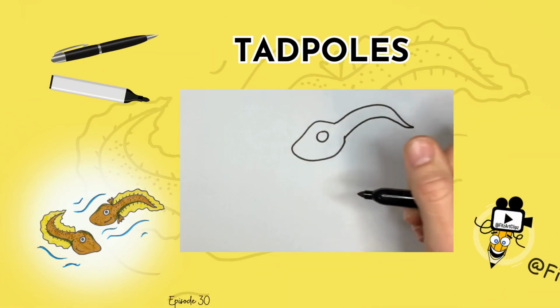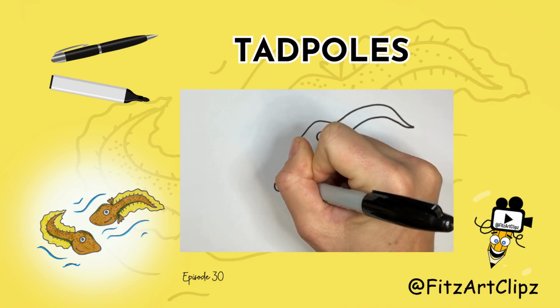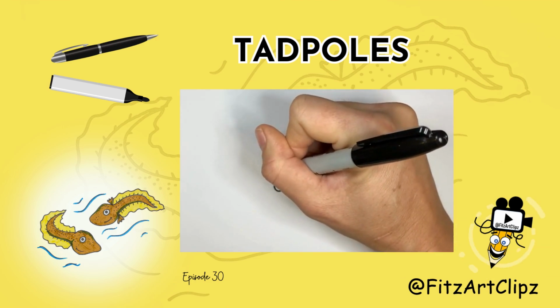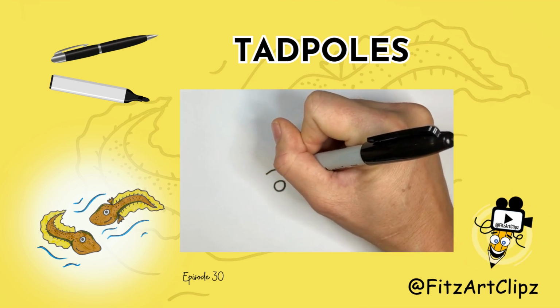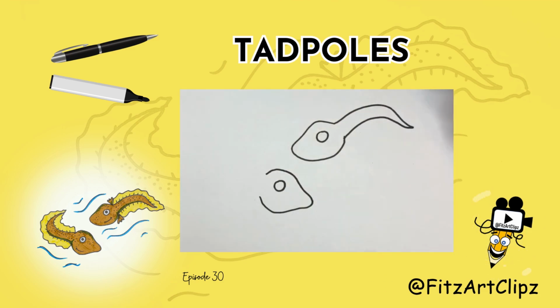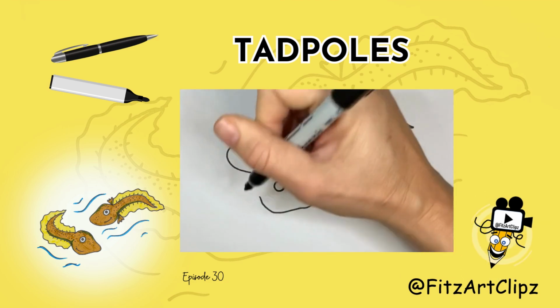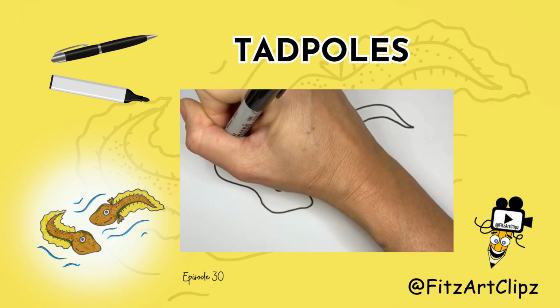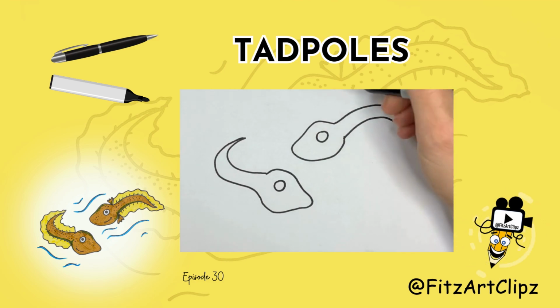And then let's draw another one over here. Circle. Same thing. We're going to kind of mimic this head. Draw. And then let's have this tail wrapped this way. And then we can add a little bit of detail.